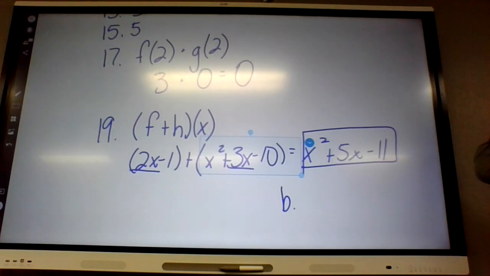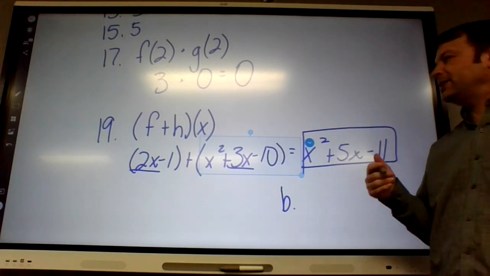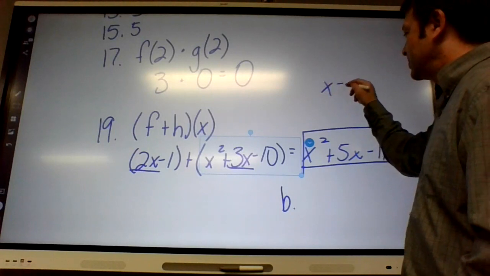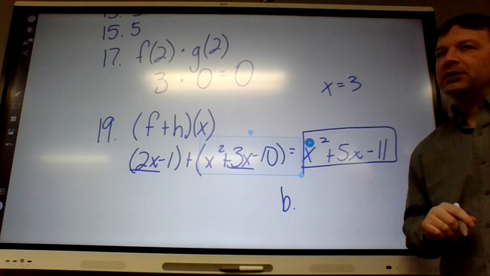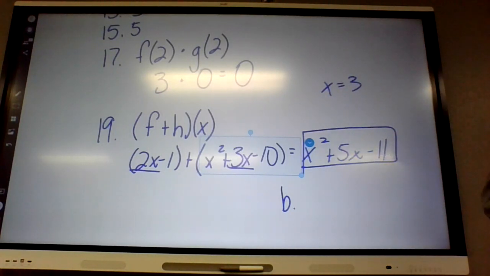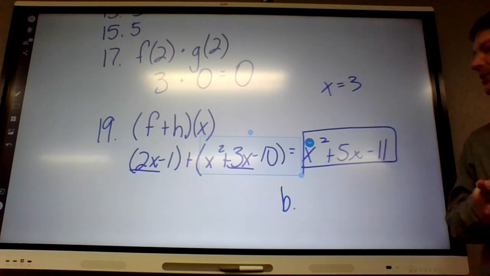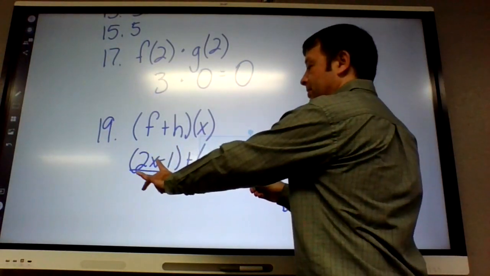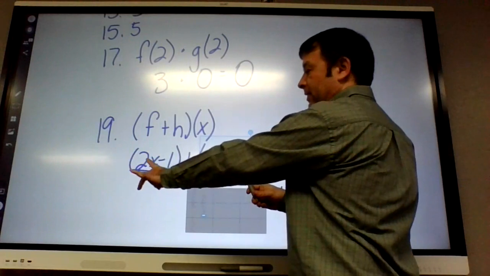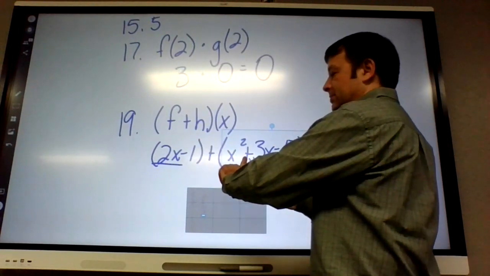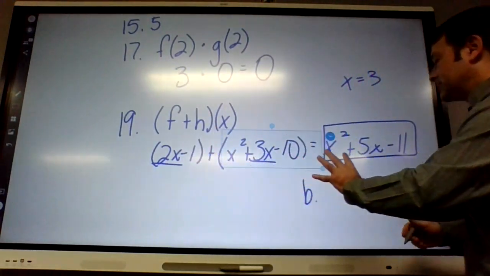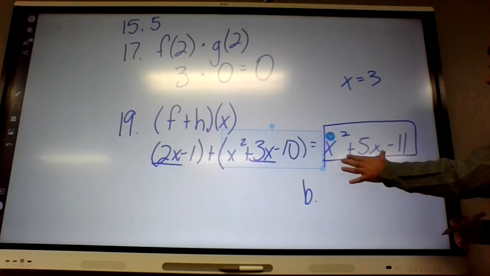We're going to have to do A and B for every single one. For the B, all they wanted you to do is choose a random x value, like 3. They want us to show that plugging 3 in here, like f of x plus h of x, is the same thing as plugging in 3 to our simplified function.